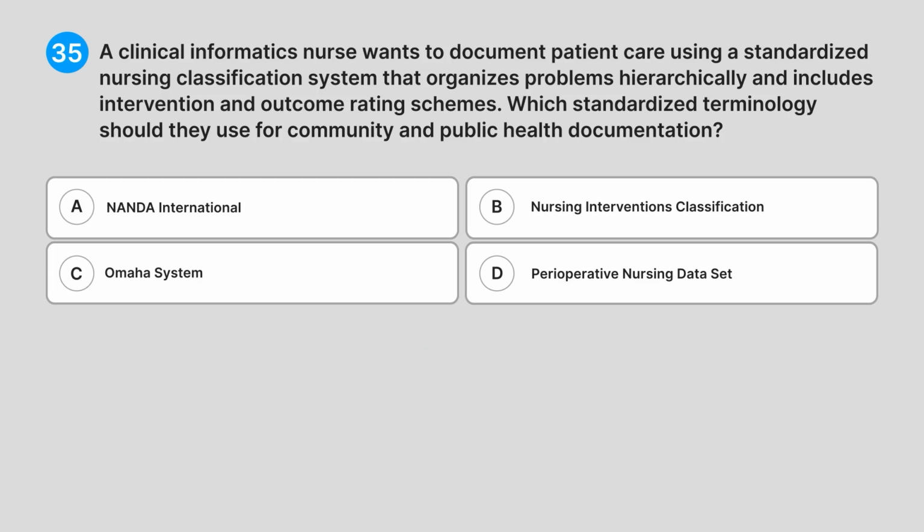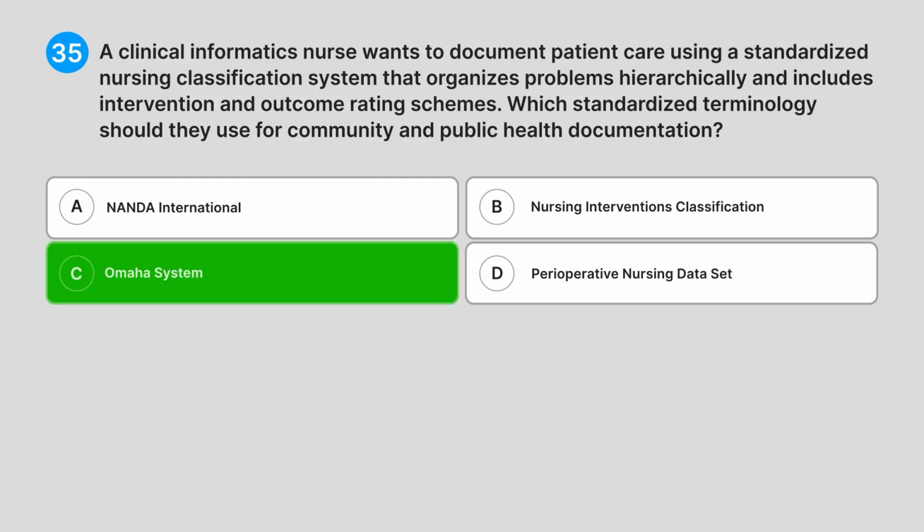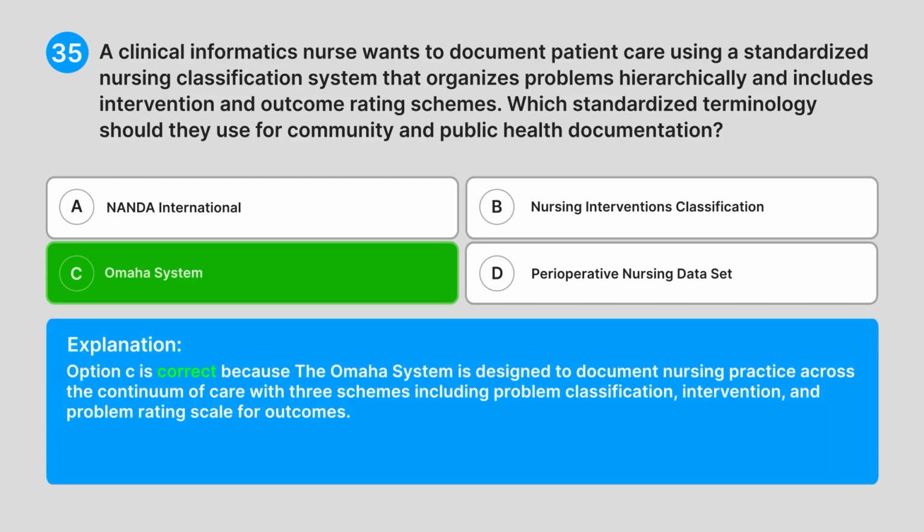Correct answer, C. Omaha System. Explanation. Option C is correct because the Omaha system is designed to document nursing practice across the continuum of care, with 3 schemes including problem classification, intervention, and problem rating scale for outcomes.